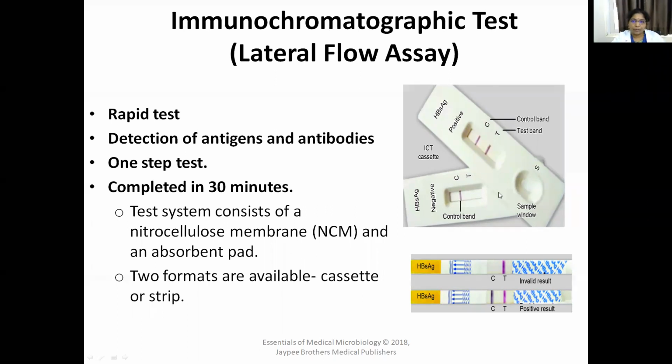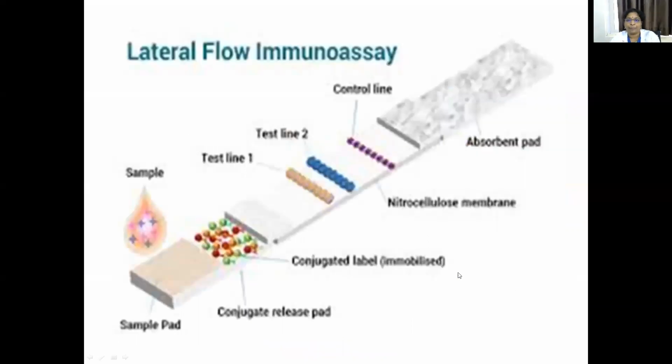The test system consists of what is there in the cassette. In the cassette there will be a nitrocellulose membrane. Here this white paper you can see underneath the cassette is a nitrocellulose membrane, and an absorbent pad will be here in the later part. And two formats are available. One is cassette and another one is strip. This is a single nitrocellulose membrane strip, or the test format. Another one is cassette. So you can do either on the cassette form or on the strip form.